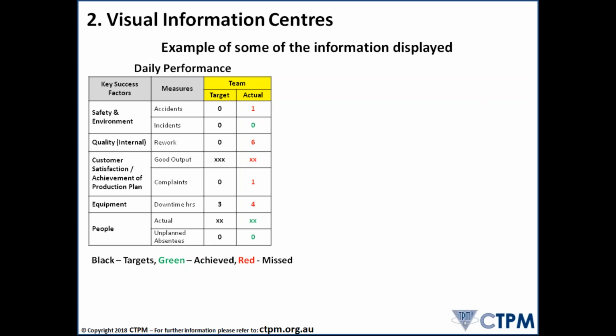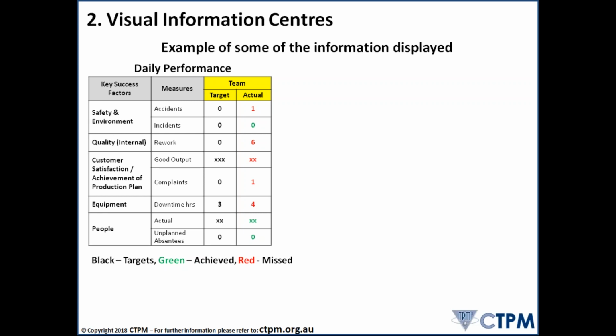Were there any accidents? Were there any incidents? On one column, we have our target, which should be 0 for safety, and what actually happened. If we didn't meet the target, we write it in red. If we did meet it, it's green. Once again, we're using visual colors to see things quickly. Quality could be reworks. How many things do we have to rework? Our goal is 0. We actually had to do 6 reworks.